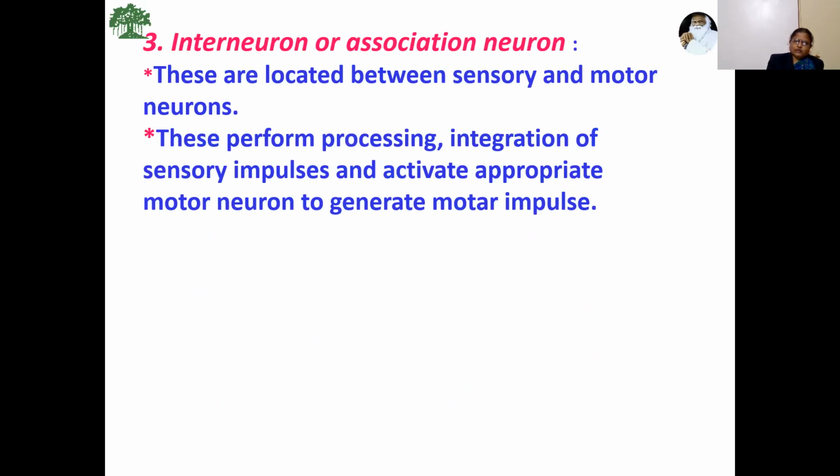These are located between sensory and motor neurons. These perform the processing and integration of the sensory impulses, and activate the appropriate motor neuron to generate a motor impulse. Remember, interneuron or association neuron is located between the sensory and motor neurons.